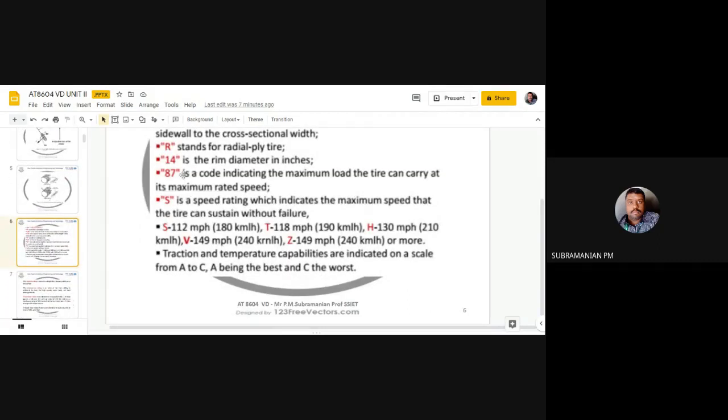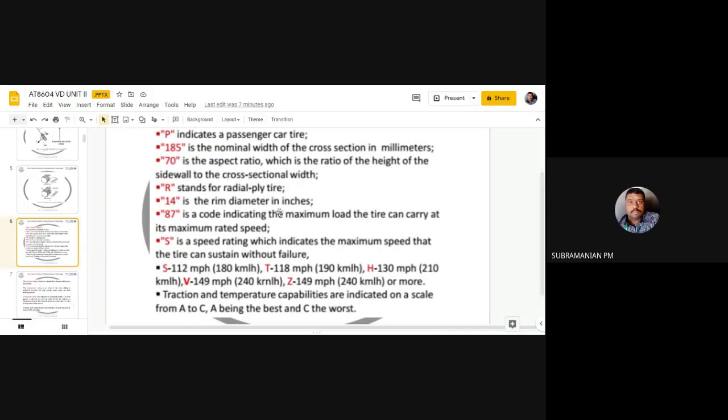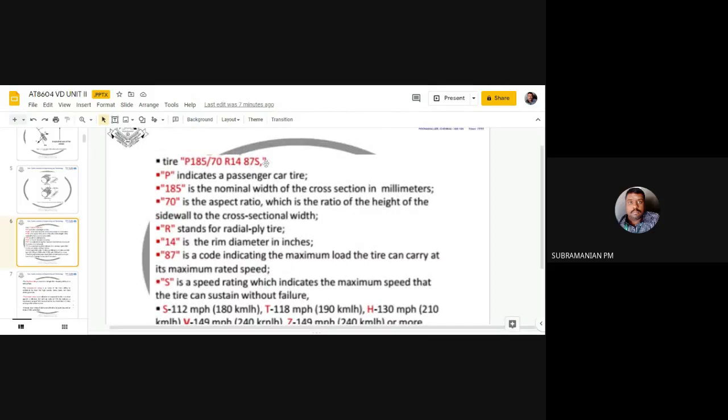So after R, whatever number comes denotes the rim diameter. Then these are the other terminologies. After the rim diameter you have 87. So 87 is the load carrying capacity of the tire. Based on the number, I can load the vehicle according to how much load the tire can carry.